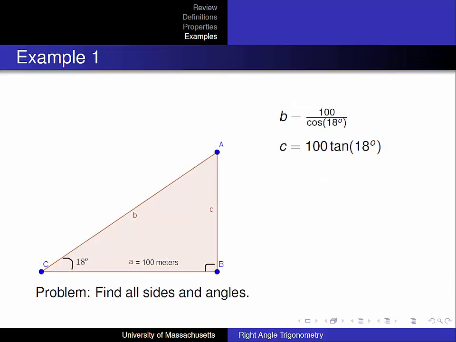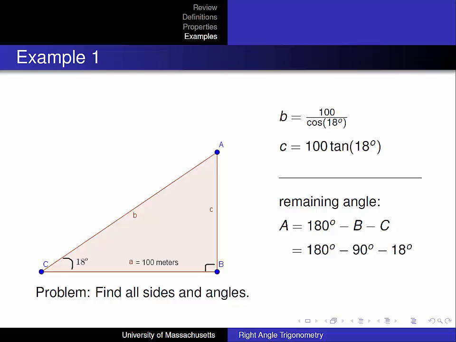Okay, now what about the remaining angle? Well, we know that the sum of the angles of a triangle is 180 degrees. So therefore, looking at angle A, we know it's 180 degrees minus each of the other two angles, so angles B and C. And now we know that B is 90 degrees and C is 18 degrees, and so we can solve for A and discover that it is 72 degrees. So therefore, we have found all the remaining sides and angles that we did not already know.